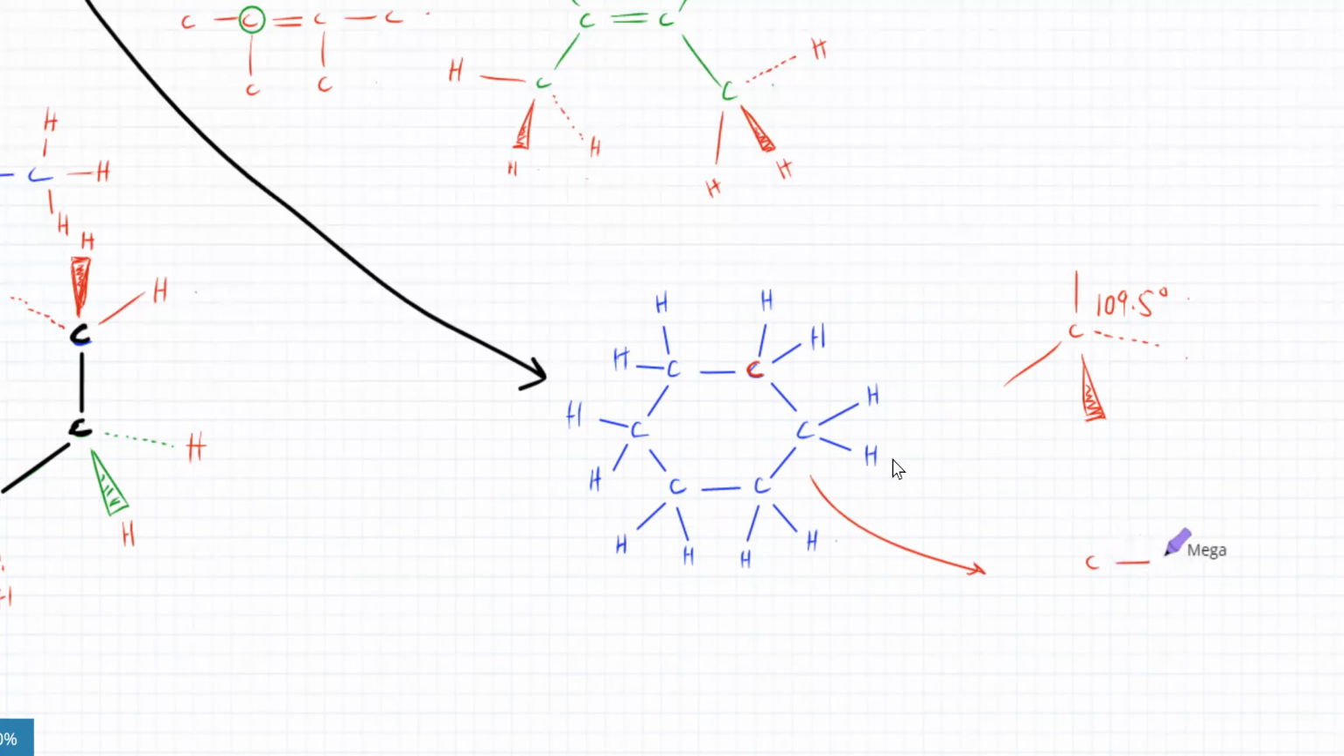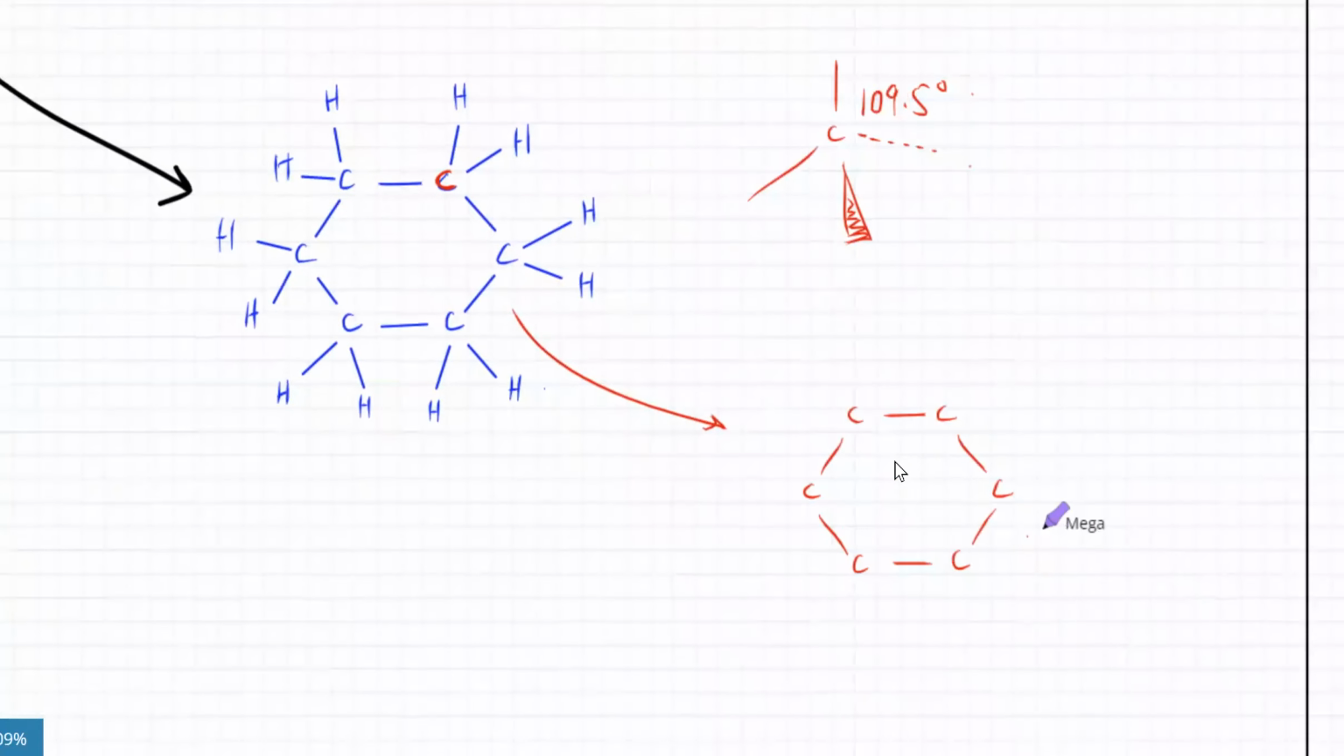Planar means the carbon atoms are lying flat on the sheet or on the board. So imagine them lying completely flat. They would form a regular hexagon. Ignore all the hydrogen atoms, we don't care about the hydrogen atoms.